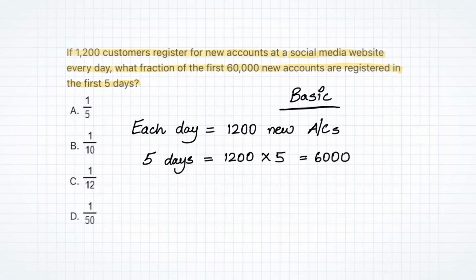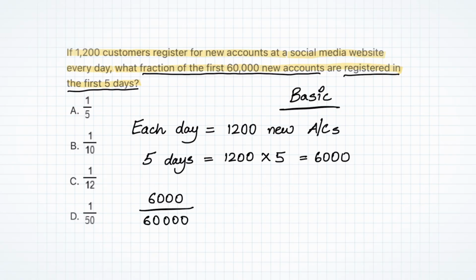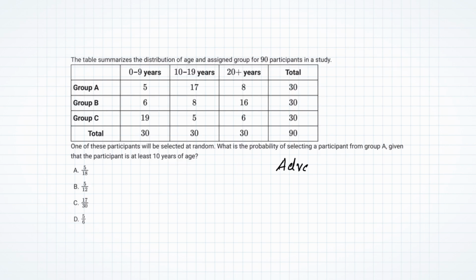Now, the question asks for the fraction of the first 60,000 accounts that were registered in those 5 days. So, the fraction is 6,000 divided by 60,000, which equals 1/10. That's it, the answer is 1/10. It's option B. That's a straightforward basic probability question. Now, let's move on to a more advanced question.